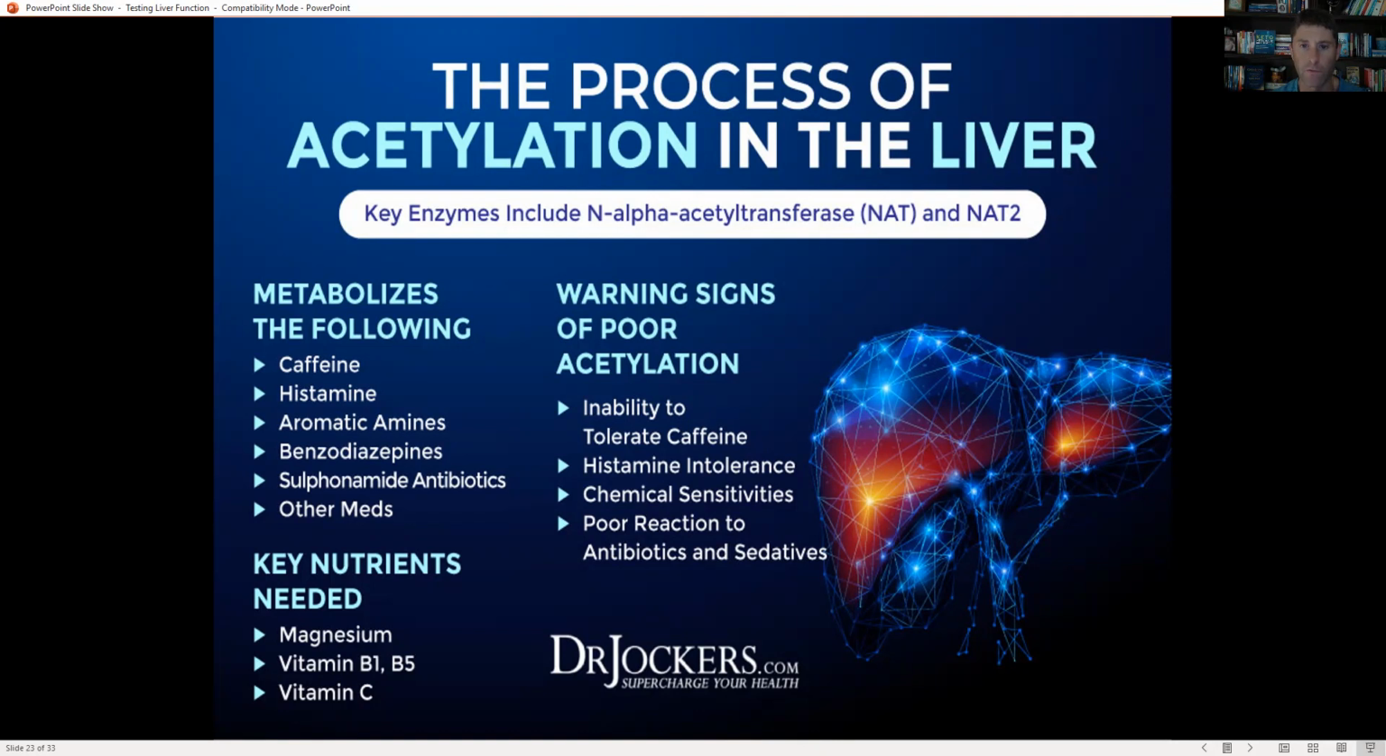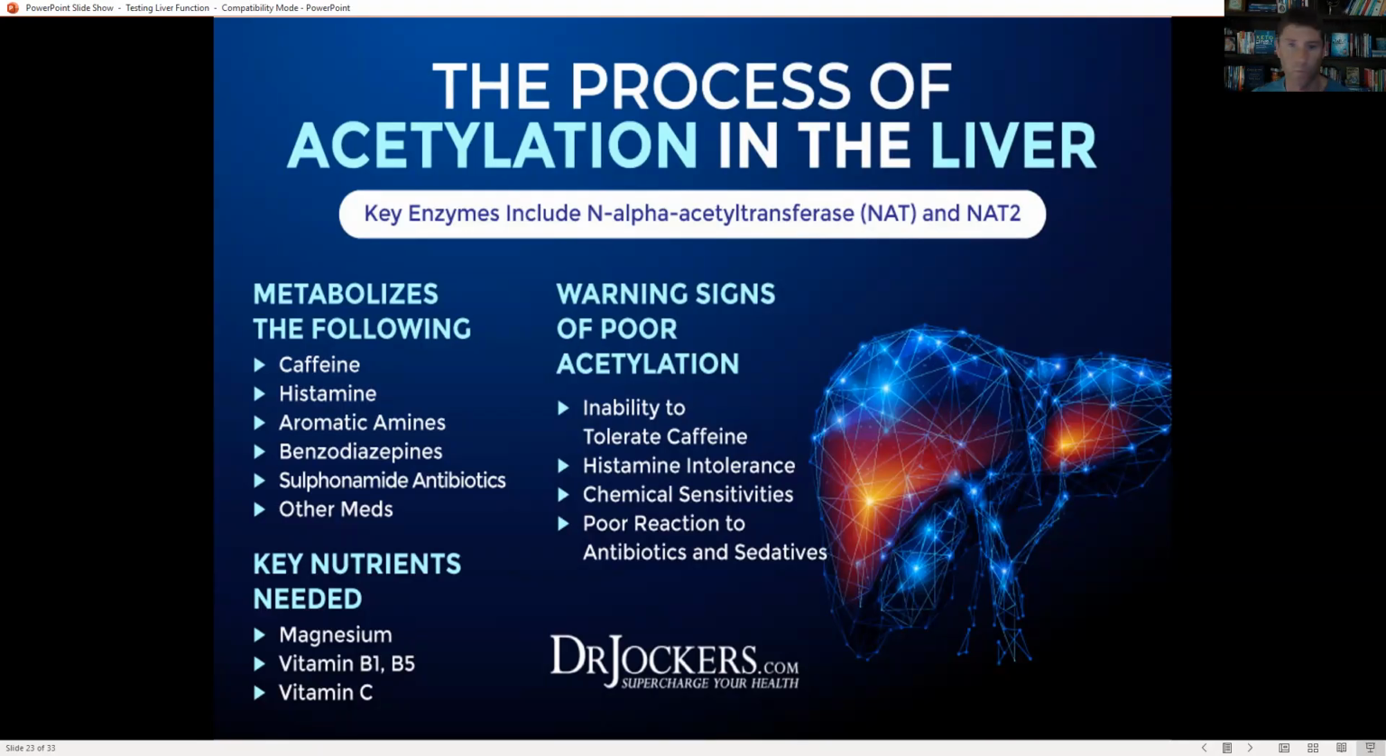Here are some warning signs that you have poor acetylation. Inability to tolerate caffeine can be an issue. If you have a mutation or polymorphism at the NAT1 and NAT2 enzymes, you may not be able to tolerate caffeine well. Histamine intolerance, chemical sensitivities, poor reaction to antibiotics and sedatives, right? So those are things to look out for.